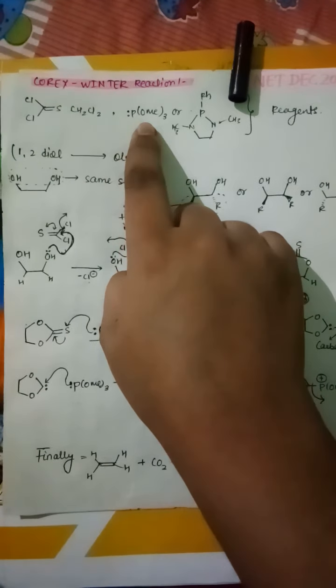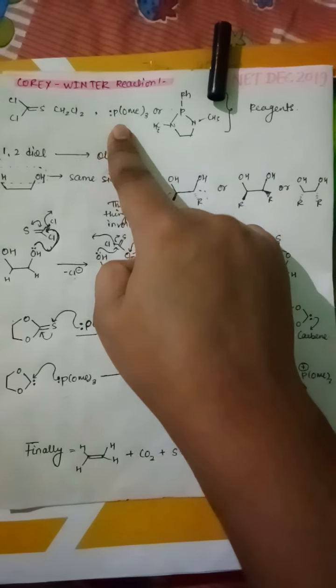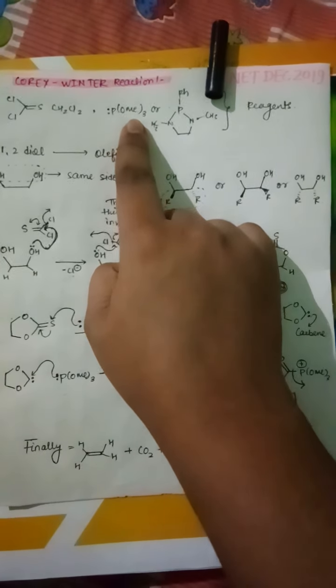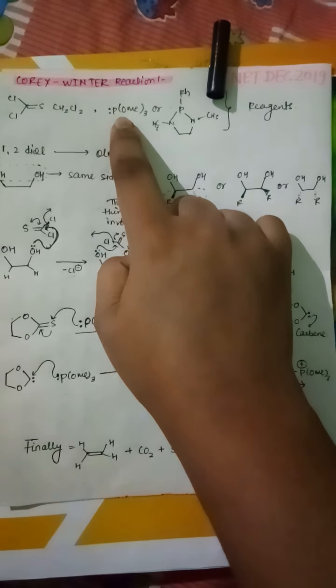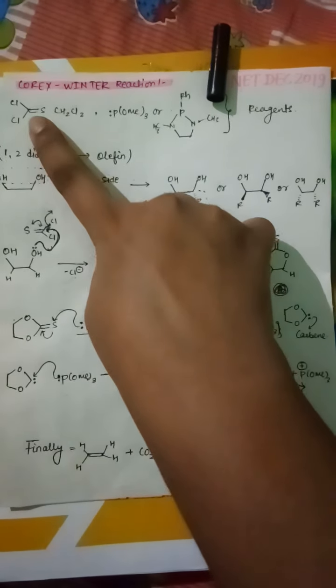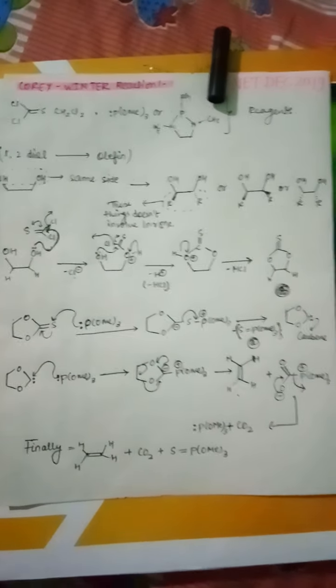And in the last stage there is a use of a phosphorus containing compound, and this reagent will be used for the removal of sulfur, and the final product will be formed.